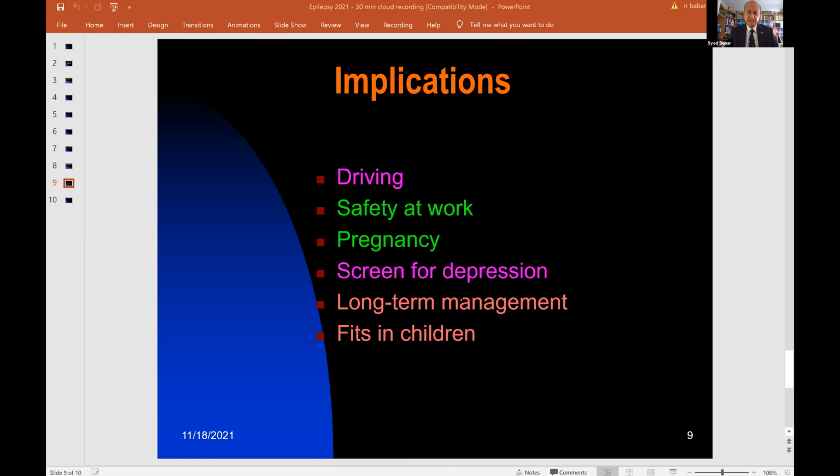Long-term management is between the epilepsy nurse, the primary care, the employer of the patient, and the patient themselves along with their family. Prevention is key in this matter. Fits in children have assumed a special position, and I'm not including in this presentation how to control fits.